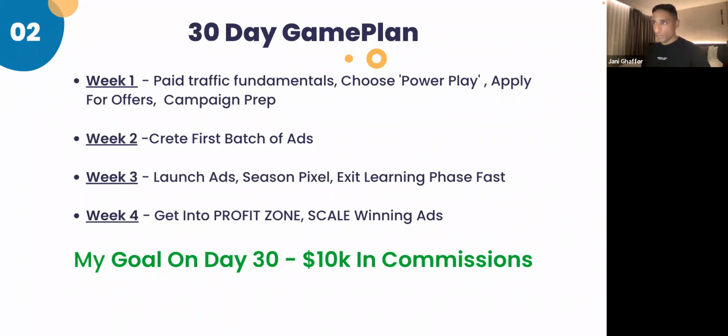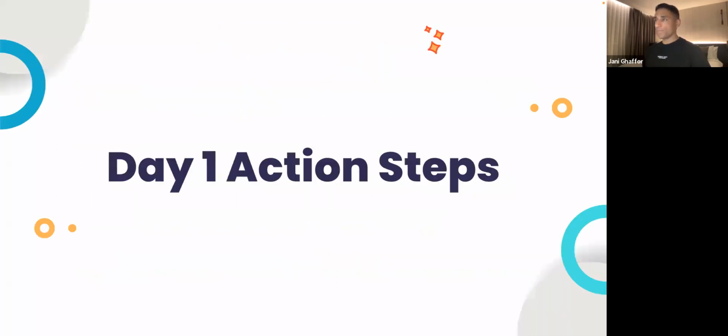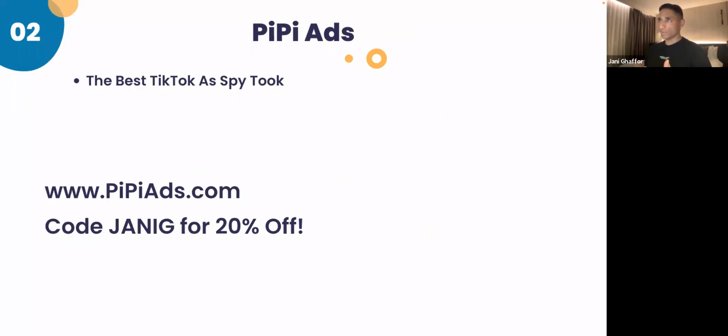Week 4, we're in a profit zone, we scale winning ads. The goal is on day 30 to have $10,000 in commissions. That's the goal, okay? While you guys do it with me, okay? So this is a kickoff call, giving you expectations. We're going to have a couple of action steps of what to do, okay?